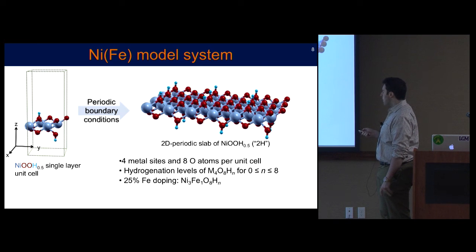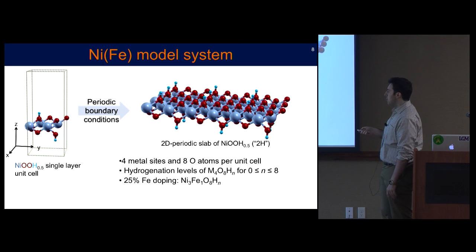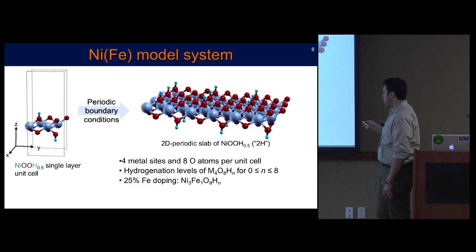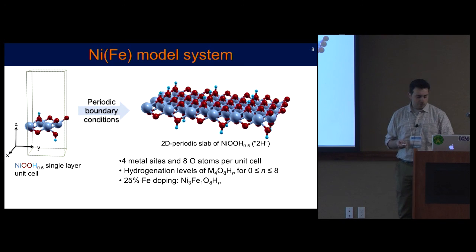I'm going to use a nomenclature of 8H, 4H, 2H, and so on, and that is representative of the hydrogenation level of our unit cell. In order to achieve the 25% iron doping, we replaced one of our nickels in the unit cell with iron.